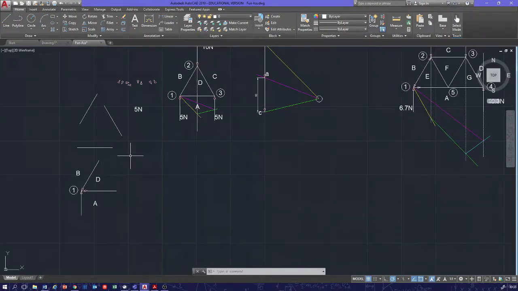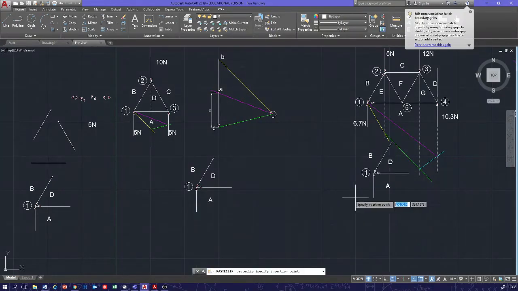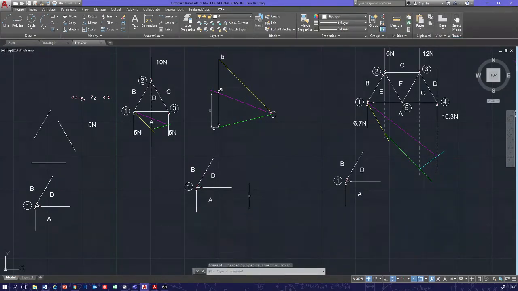Easy for me to say, in the best traditions of TV, here's one I prepared earlier. So zooming in to joint 1. Okay, so what we're looking at is BDA there, and we're looking at BEA here. So let's just change that to E. Okay, so there we go, we've got that. And we know that that is 6.7, and we know that that's 5.